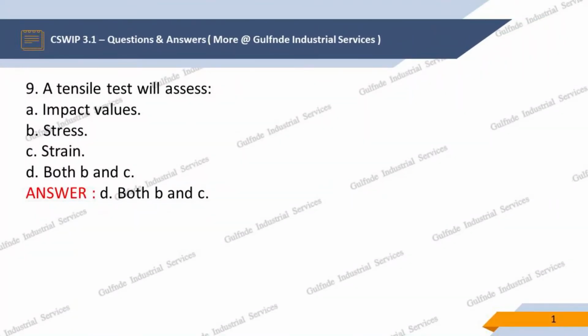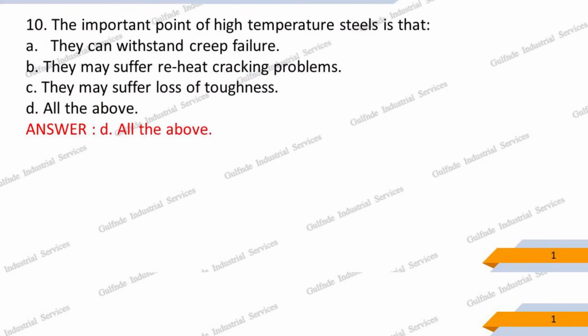Question 9. A tensile test will assess, options are A. Impact values, B. Stress, C. Strain, D. Both B and C. Our answer is B. Stress.